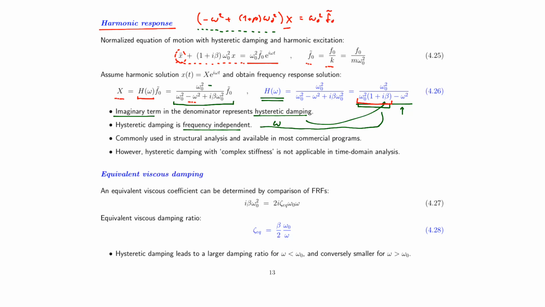If we think of equivalent viscous damping, we can simply compare this i beta omega 0 squared with what would be in the same place in the frequency response function for the viscous damping case. And we see that this omega 0 cancels the other omega 0, and we can isolate the viscous damping ratio, which will then be, like for the loss factor, beta half, multiplied by the frequency ratio between the natural frequency of our structure and the loading frequency that we apply onto our structure.